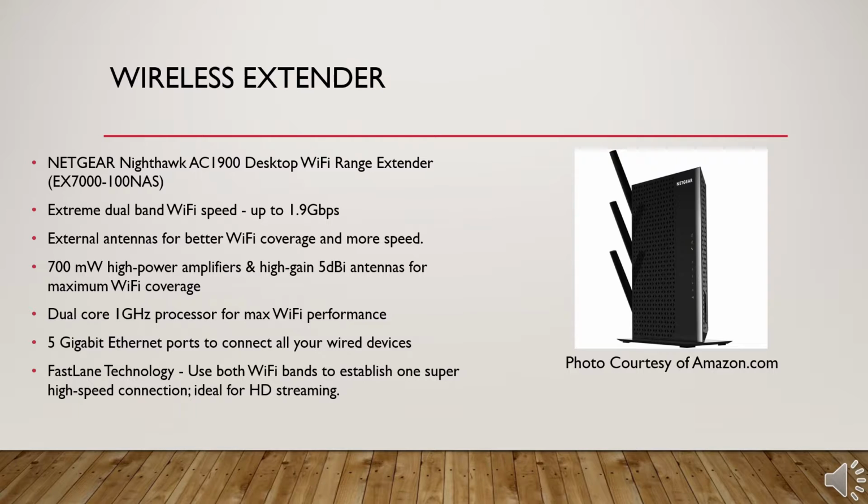Because of the number of potential students on the wireless network at one time, a Netgear Nighthawk AC1900 dual band extender will be installed. This extender is capable of speeds up to 1.9 gigabytes per second using the native FastLane technology by using both Wi-Fi bands to establish one super high speed connection. Included on the extender are 700 milliwatt high power amplifiers and 3 high gain 5 decibel antennas to ensure maximum Wi-Fi coverage.